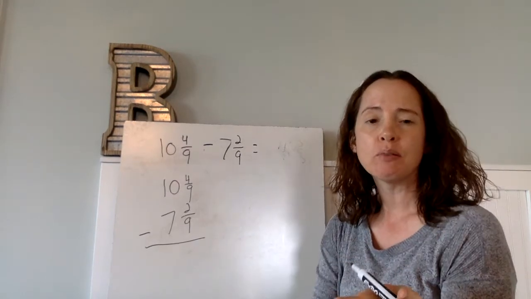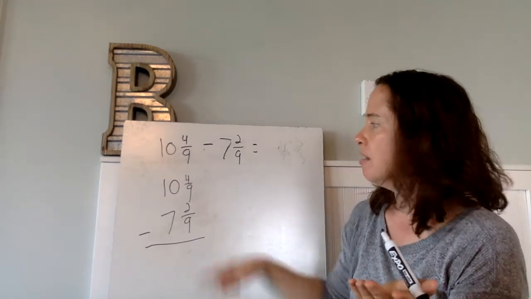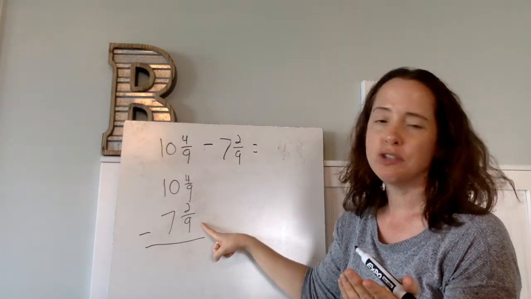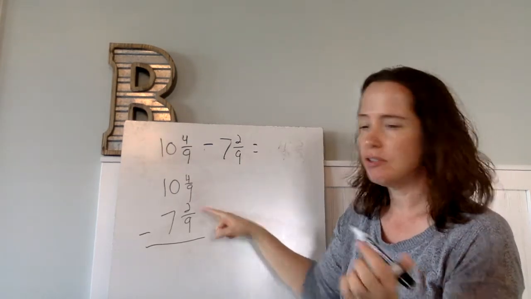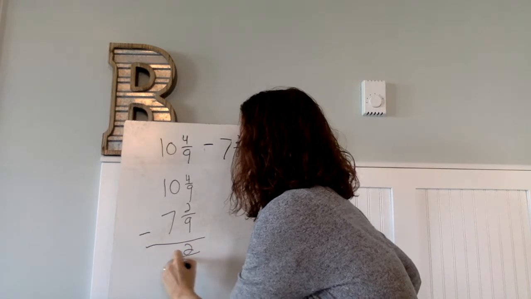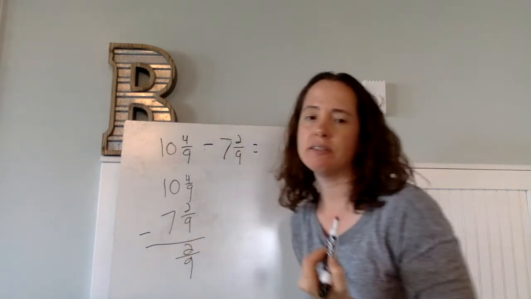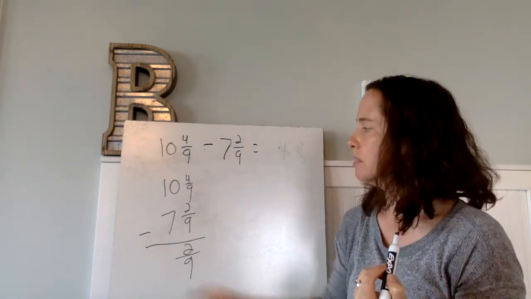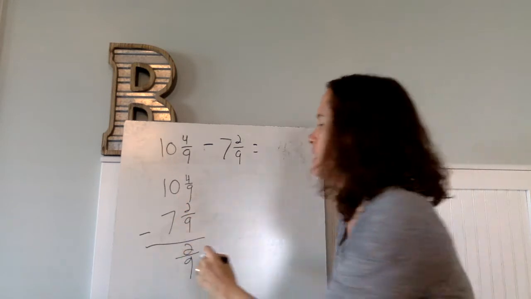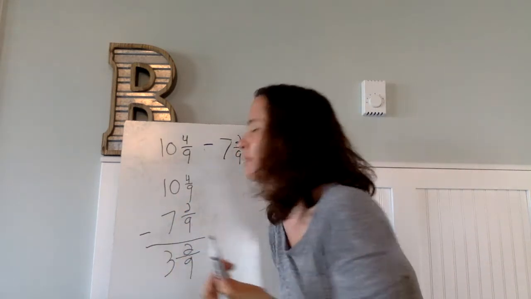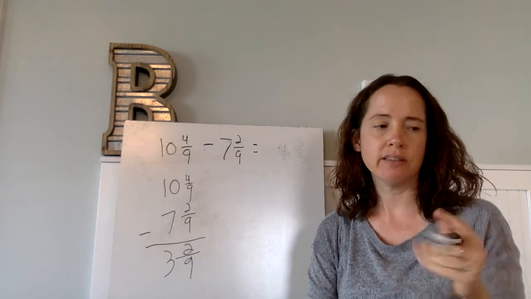Okay, we're going to start with the fractional part first. Again, 4/9 minus 2/9. Well, 4 minus 2 is 2. We keep the denominator the same, so it's 2/9. Then we go to our whole numbers. 10 minus 7 is 3. So we have 3 and 2/9.